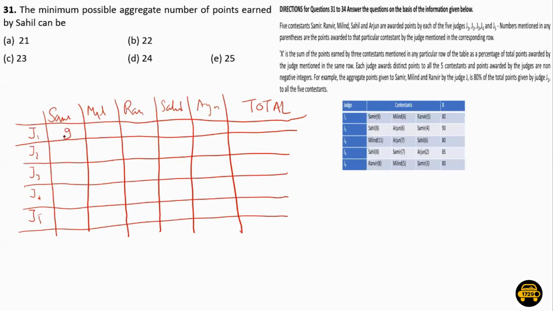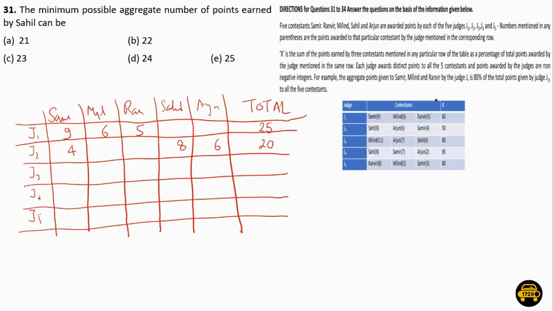So J1 gave 9 to Sameer, 6 to Milind, and 5 to Ranveer. The sum comes out to be 20, which is 80% of the total. So the total would have been 25. Now J2 gave 8 points to Sahil, 6 to Arjun, 4 to Sameer. The total sum is 18, which is 90% of the total. So the total would have been 20.